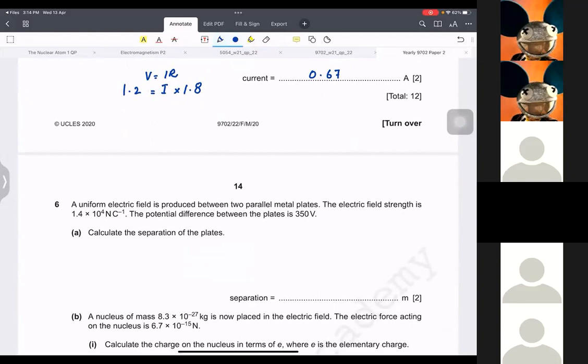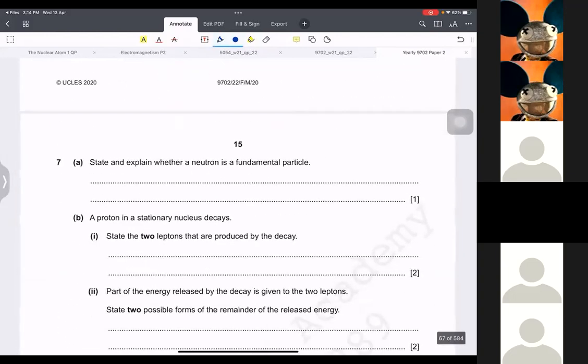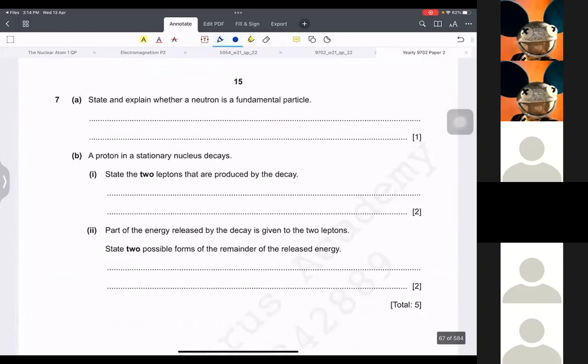Yes. Okay. Now, interestingly, this is electric field. So luckily this is not there anymore, which is kind of cool. So we're moving to question number 7, which is the easiest of all. State and explain whether a neutron is a fundamental particle. No. And why? Because it is made up of quarks, which are fundamental.